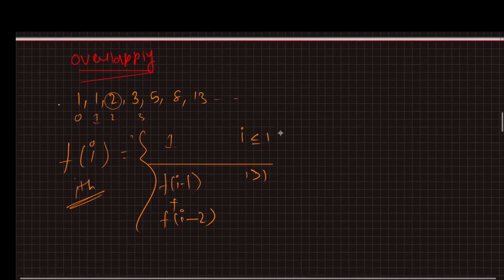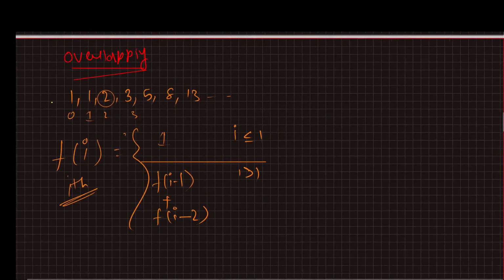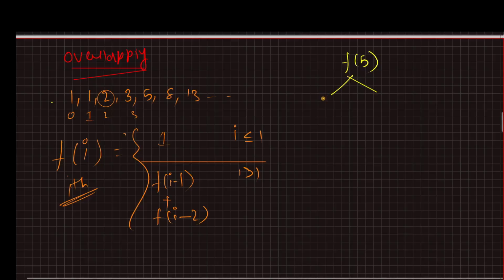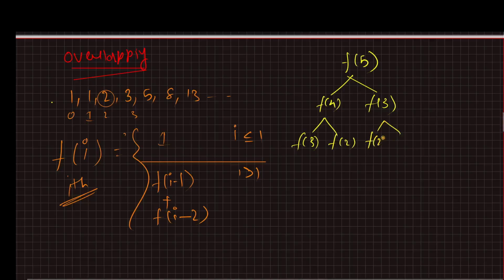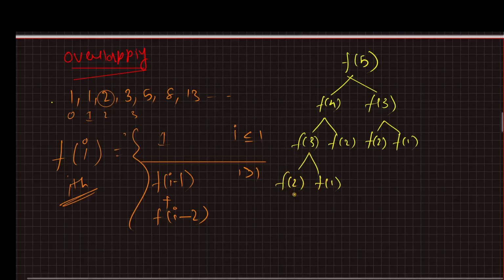If we draw the recursion tree for it, it would be like, for F(5): 4 and 3; then 3 2; 2 1; then F(2), F(1), F(1), F(0), F(1), F(0), F(1) and F(0).